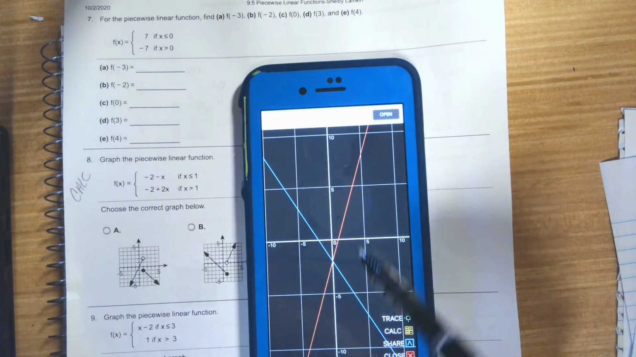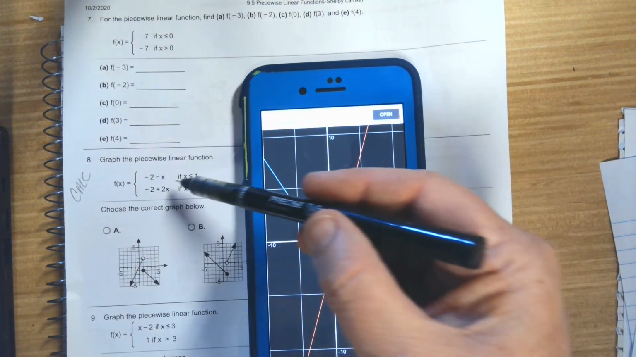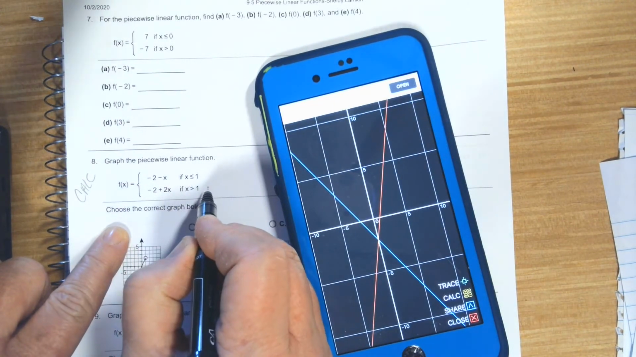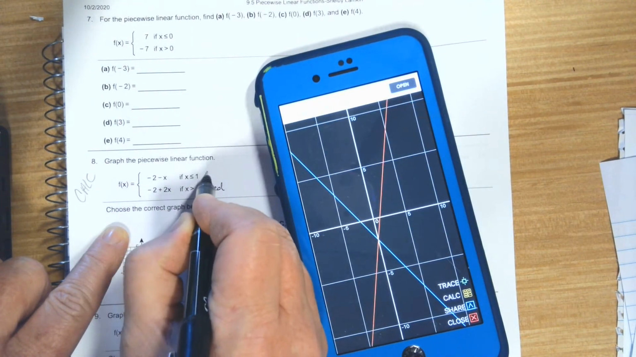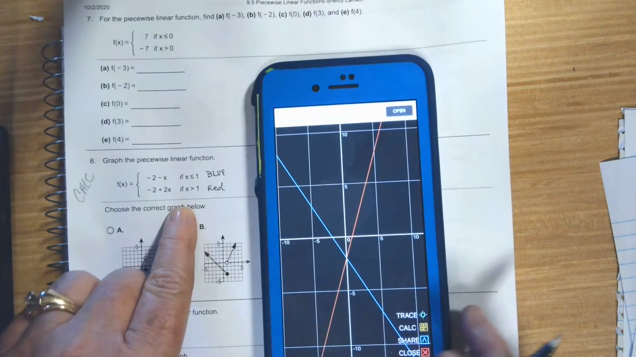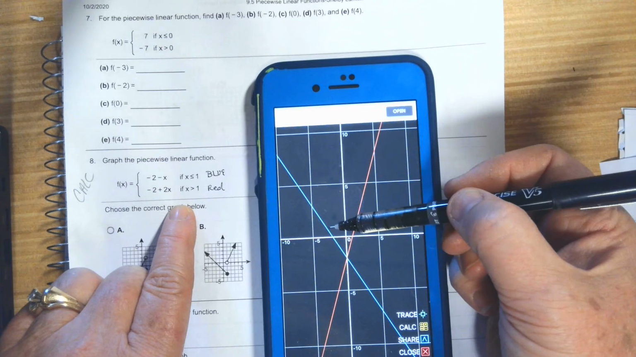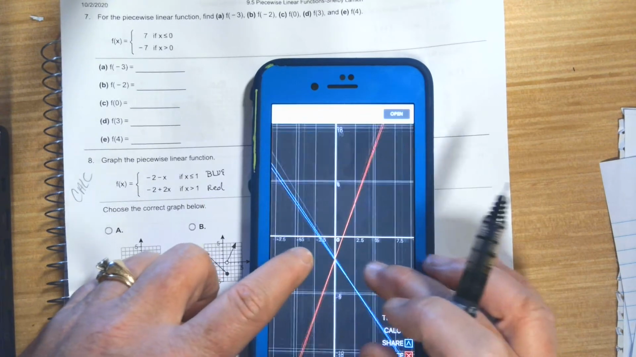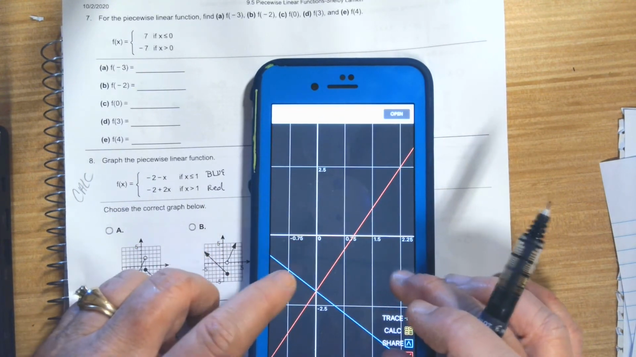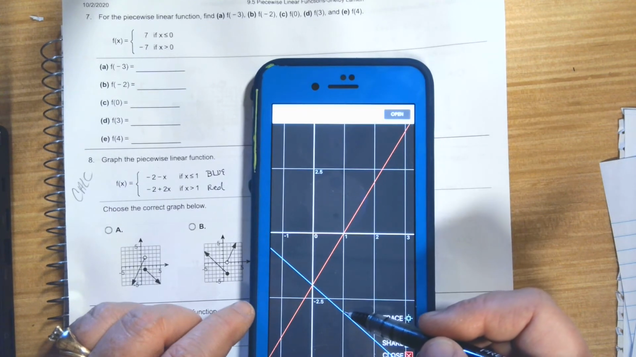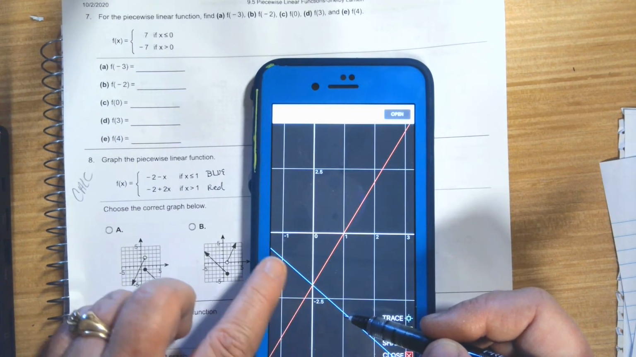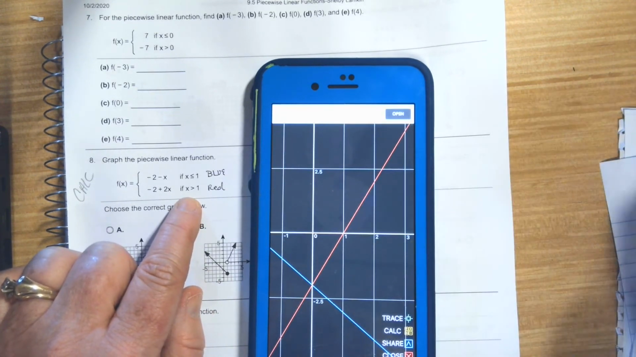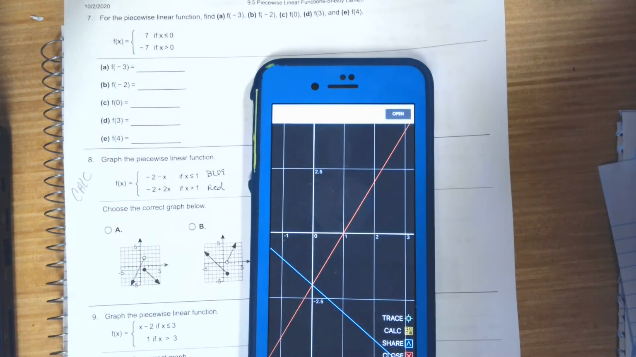Now, you can only pay attention to the red one. We need to know which one's red. This one's red and this one's blue. You know how I know? Because the blue one has a negative slope. This one goes down. So the blue one is for everything less than 1. So over here at 1, and if you want to make this even bigger where you can see 1 on your graph, there you go. From here back is the blue line. The red line picks up right here and goes forward.